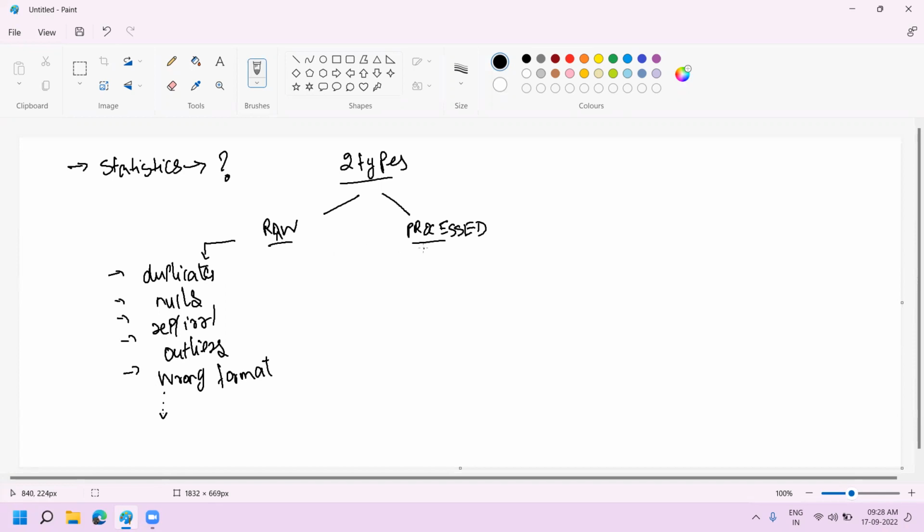What is processed data? Opposite of all these. So wherever you have duplicates, you remove duplicates so that you have only one instance. Nulls, you fix the nulls. Repetition or irrelevant data, you can drop those columns. Can you give an example of irrelevant data?